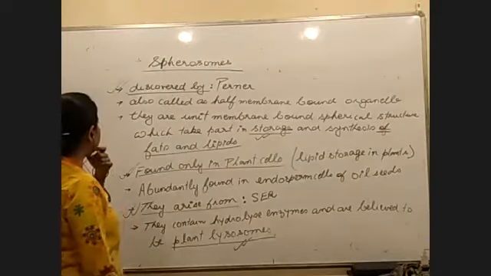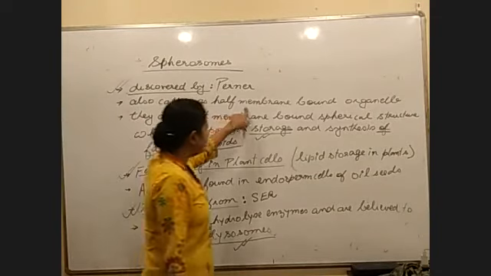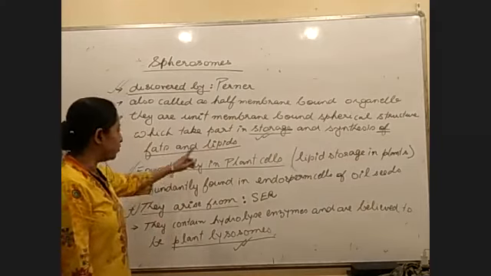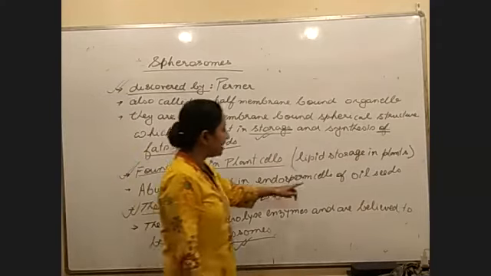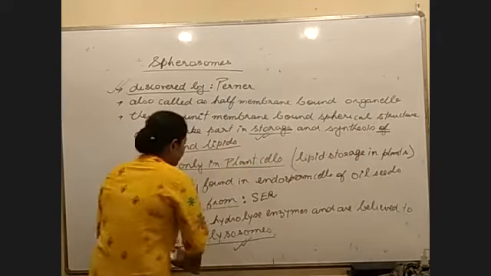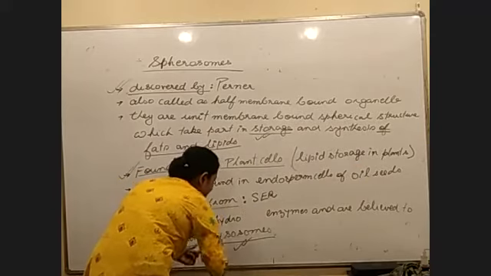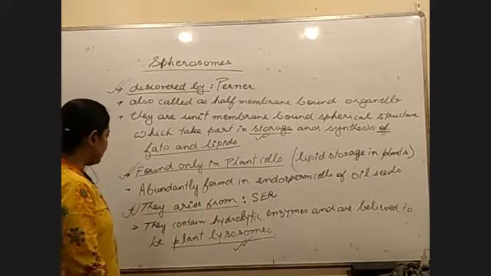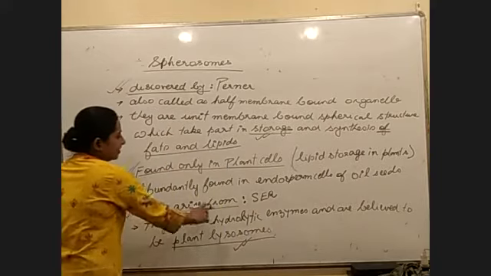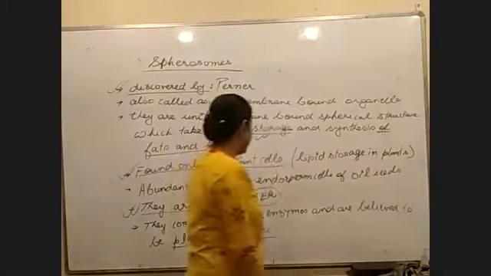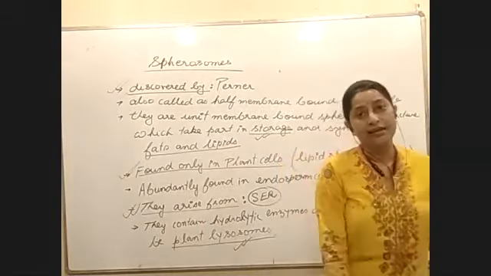Why is it called a single membrane bound organelle? Because they are single membrane, right? They are spherical. Main function is storage of fats and lipids. They are found only in plant cells, abundantly found in endosperms of oil seeds, right? And next, they contain hydrolytic enzymes and are believed to be plant lysosomes, and they arise from smooth endoplasmic reticulum, right?